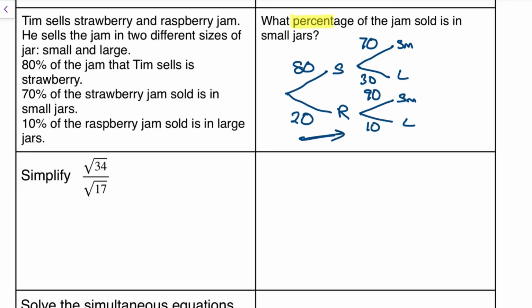What percentage of the jam is sold in small jars? Well, small jars is going to be strawberry small plus raspberry small, which is going to be 0.8 times 0.7, or 80% times 70%, which is 56%, and 0.2 times 0.9, which is 18%. Add these up, and that's going to give me 74%. As a percentage, that's my answer. Again, what you've noticed I've done there is I've jumped between decimals, fractions and percentages quite a lot, so make sure you're okay with that.